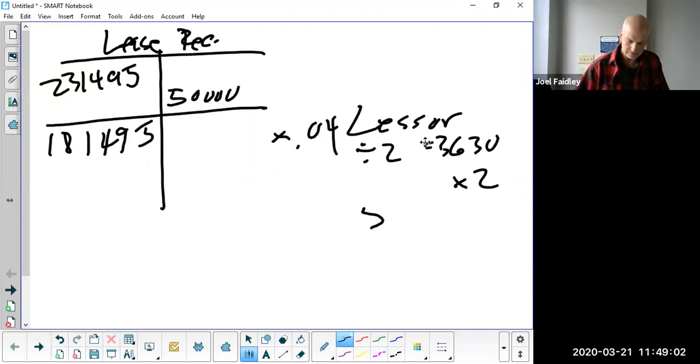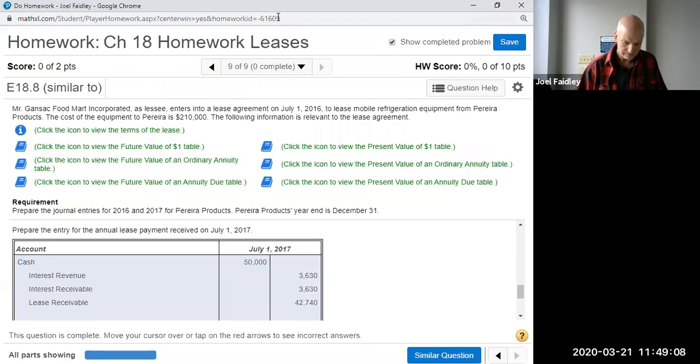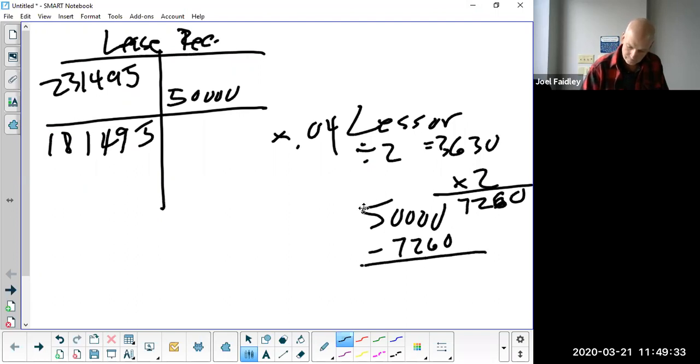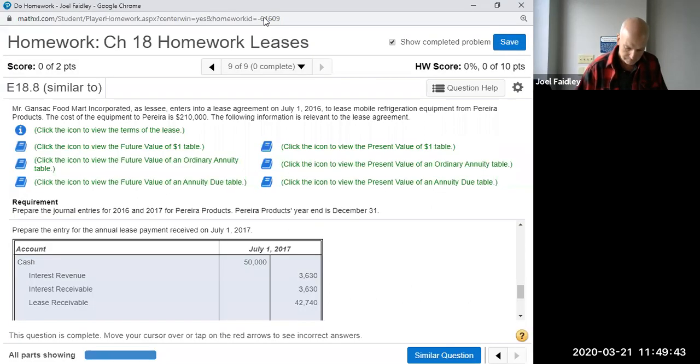So that times two from 50,000. I messed that up. 50,000. That was right. 50,000 minus that 3,630 times 2, which is what, 7,260, and that's 42,740. Sounds familiar. There it is. The lease receivable, 42,740.